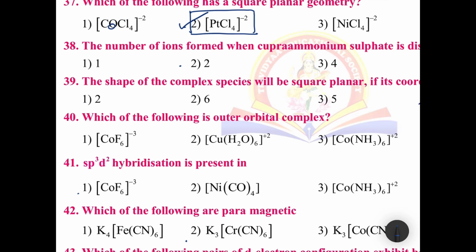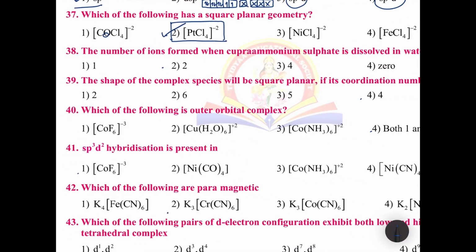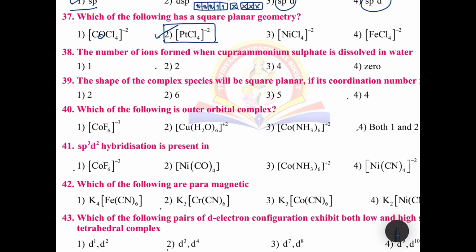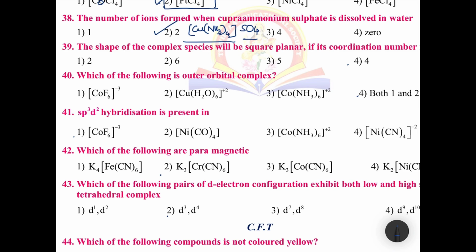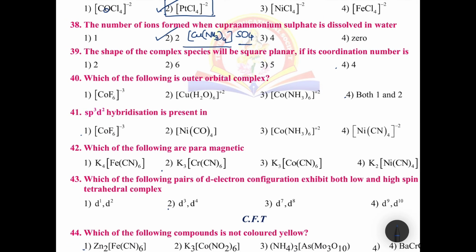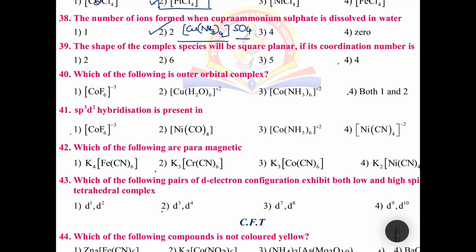The number of ions formed when cuprammonium sulfate is dissolved in water. Cuprammonium sulfate means [Cu(NH3)4] outside the square bracket SO4. This is 1 ion, this is 1 ion. Only 2 ions are coming. The shape of the complex species will be square planar if its coordination number is 4. Square planar is always in case of 4. If it is 5, either square pyramidal or trigonal bipyramidal. 6 is octahedral, 2 is linear.